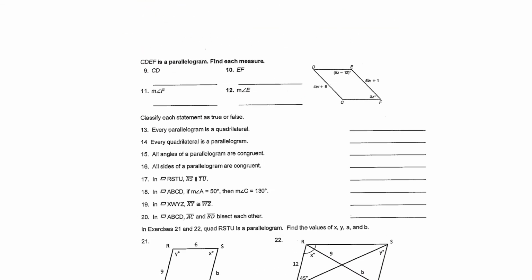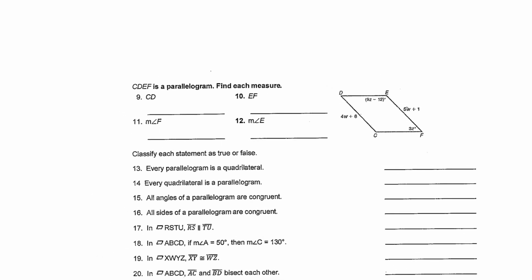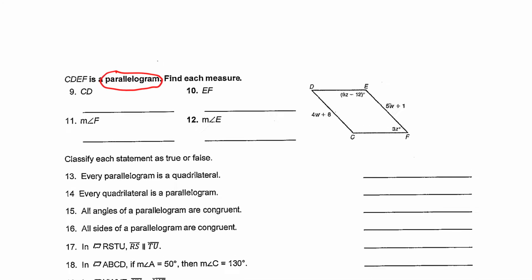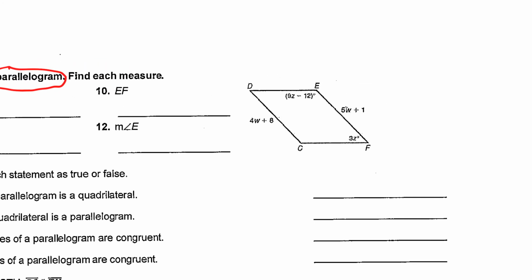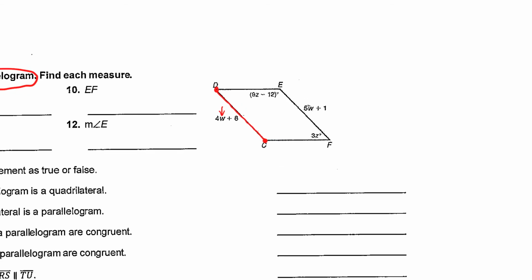Let's look on the back. It says that this is a parallelogram, so these properties are going to be true here. Number 9 asks us to find the length of CD right here. So what's keeping me from knowing the length of CD? It's W right here. So how could I find the value of W? How am I going to set up something here to find that? 4W plus 8 equals 5W plus 1.